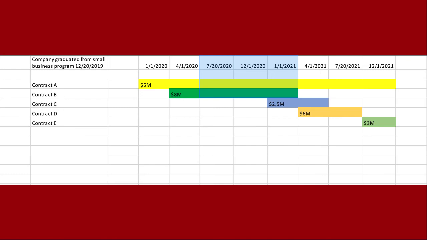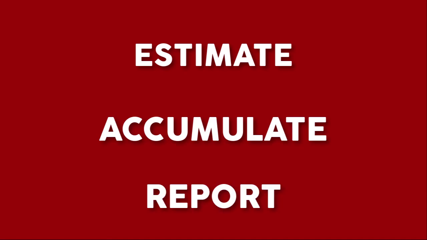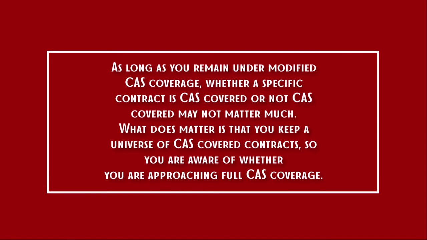The reason people talk about CAS-covered contractors is that once you become subject to modified CAS coverage, your company must estimate, accumulate, and report costs in the same manner throughout the company. So it feels like the whole company is subject to CAS. As long as you remain under modified CAS coverage, whether a specific contract is CAS covered or not may not matter much. What does matter is that you keep a universe of CAS covered contracts so you are aware of whether you are approaching full CAS coverage.